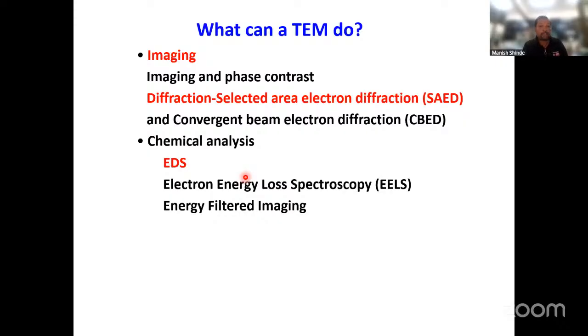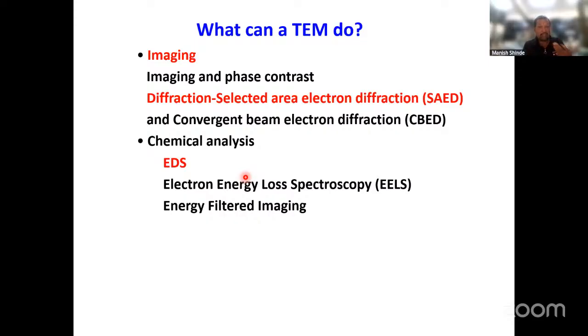So what a TEM can do: it can do imaging, both direct imaging as well as phase contrast imaging. Again, phase contrast imaging will depend on the atomic number of the sample. Then diffraction. The information you get in X-ray diffraction, similar information you get here too. Now you can correlate your X-ray diffraction data with this electron diffraction data, and then you can get even better information about your sample.